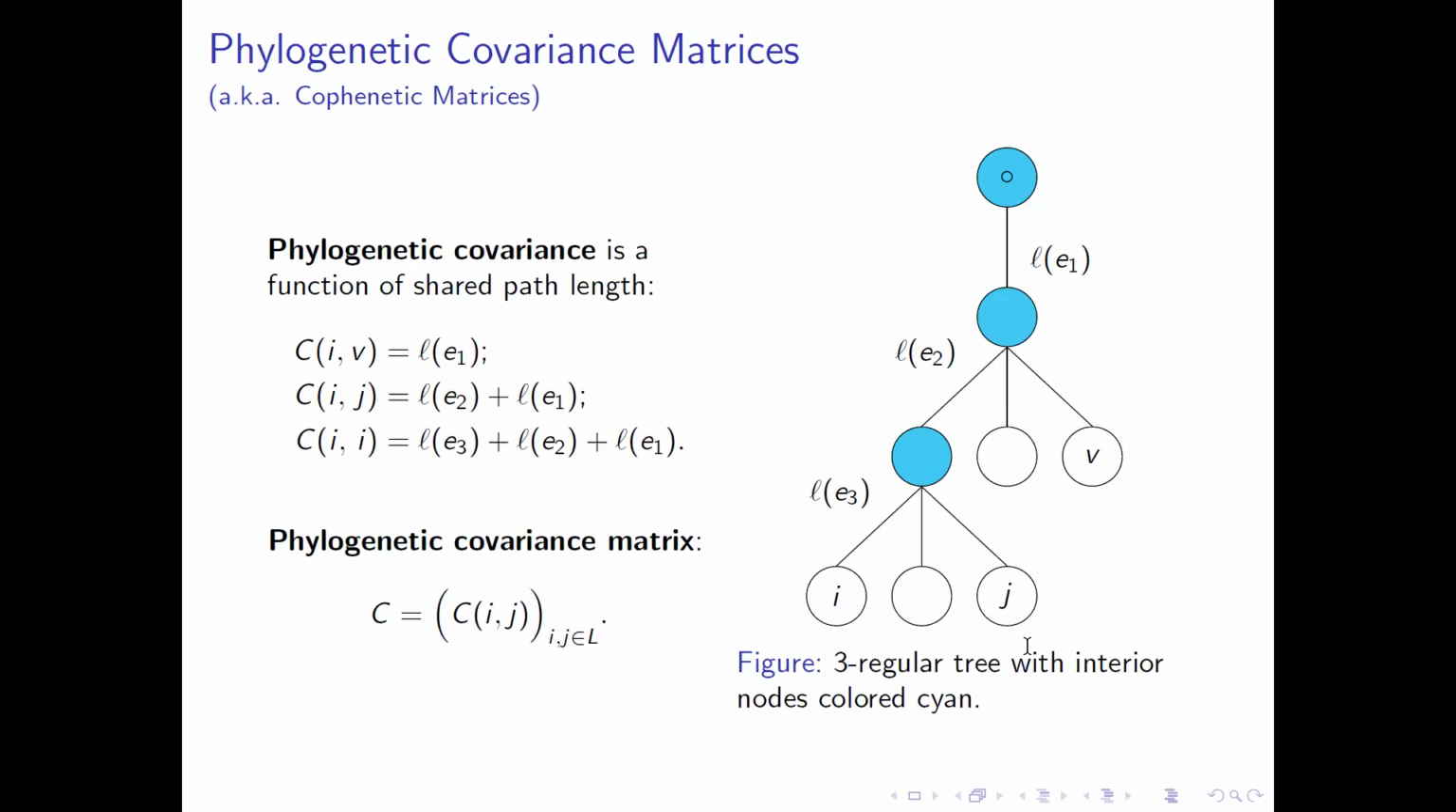Conversely, if they diverged in the distant past, we don't necessarily expect them to be associated. So we define the covariance to be the sum of the edge lengths along the path from their least common ancestor to the root. And the phylogenetic covariance matrix is just the pairwise entries of this.